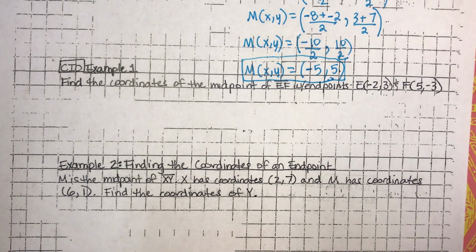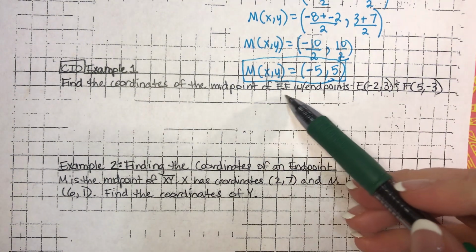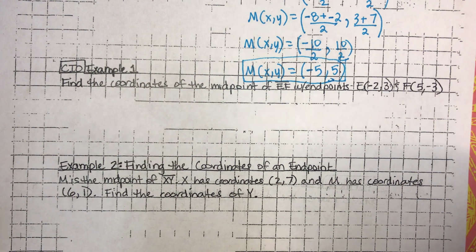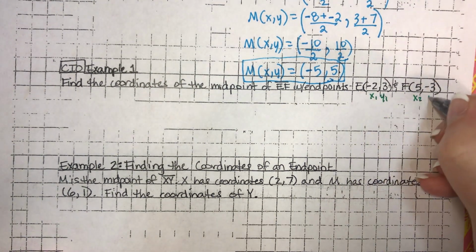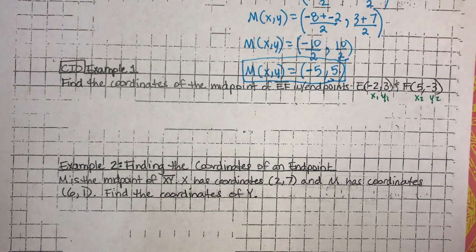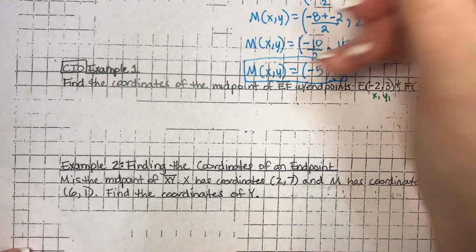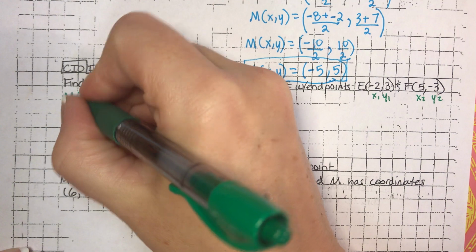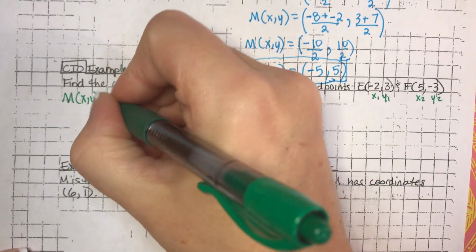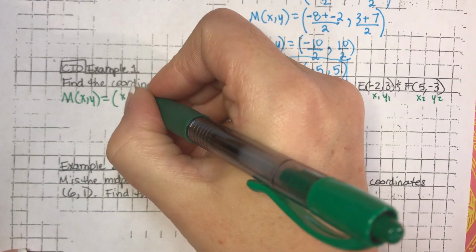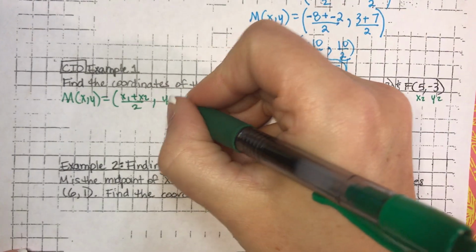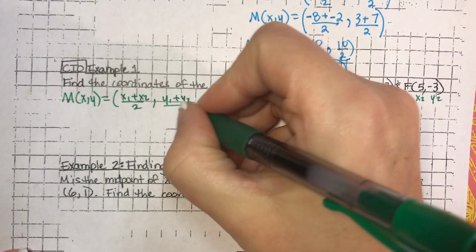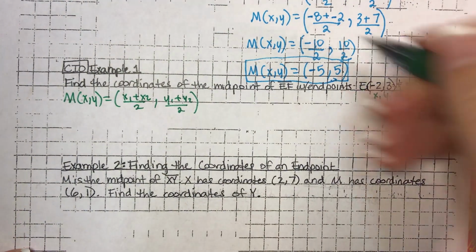All right, we're back. Let's go ahead and go for this. So we have to find the coordinates of the midpoint of EF with endpoints given here. This is going to be my x1, this is going to be my y1, this is going to be my x2, this is going to be my y2. I'm going to write the wonderful, magnificent midpoint formula, which is M(x, y) is equal to the average of the x values, x1 plus x2, all divided by 2, and the average of the y values. We're going to add those up and divide by 2. All right, then we substitute in.